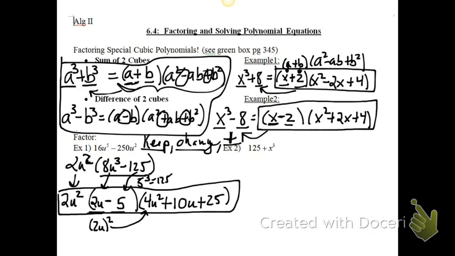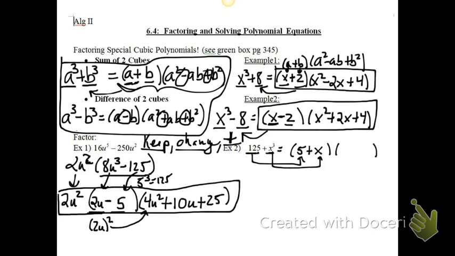125 plus x cubed. It's okay, by the way, that the number starts and the x cubed is at the end. It doesn't have to be in standard form for you to be able to factor it. There is no GCF, and actually this fits the special pattern right away. What's being cubed here is just a 5, as we saw in the last example. Since it's a plus, we're going to keep the sign as a plus, and what's being cubed in the second position is just an x.